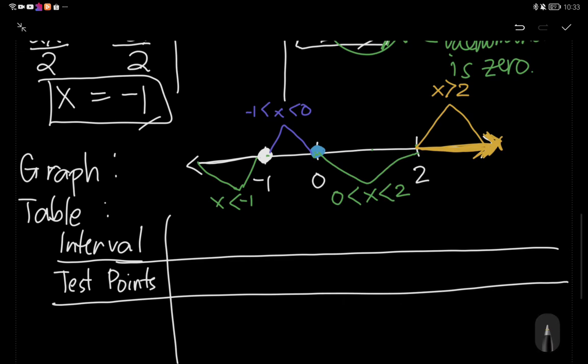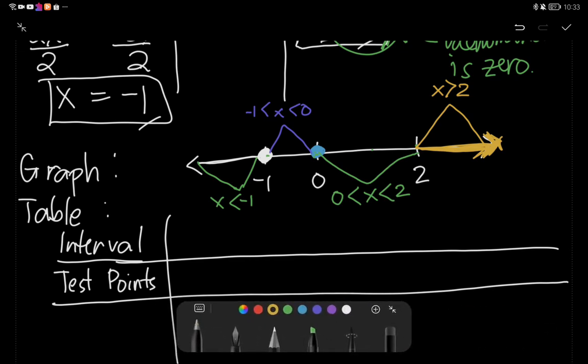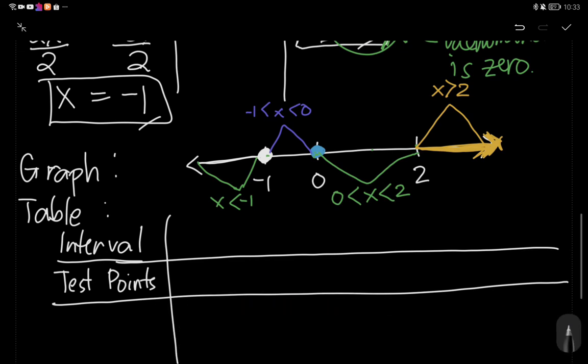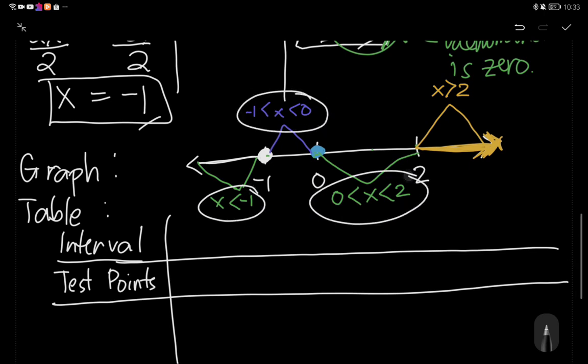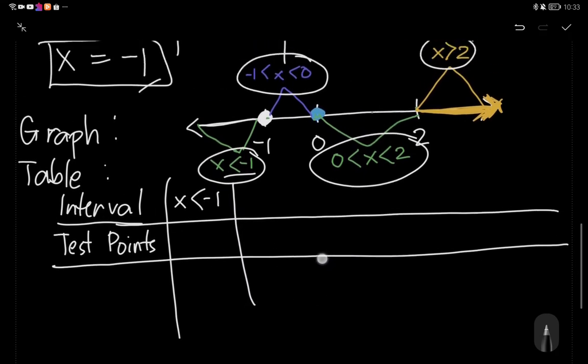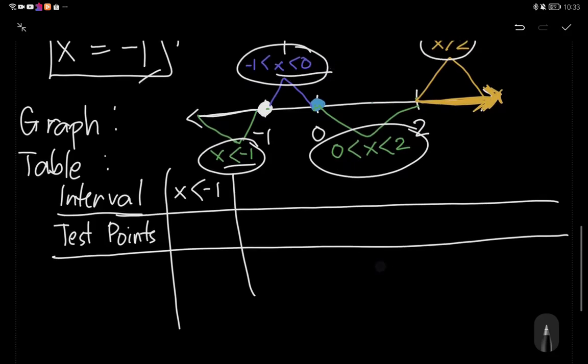Next, since we have identified the intervals, we can now write them in the table. Now, let's start with this one. The first interval is x is less than negative 1. The second one is x greater than negative 1 but less than 0.